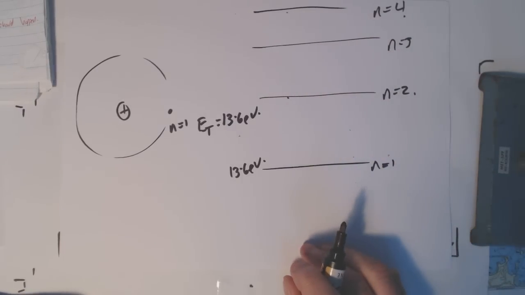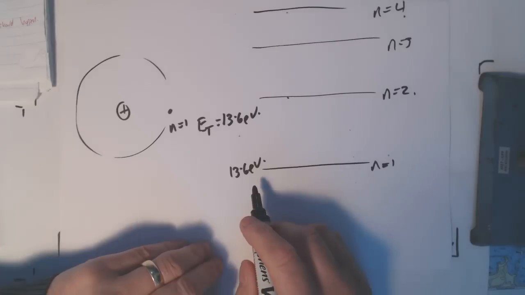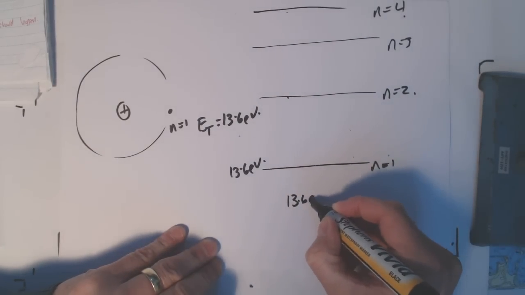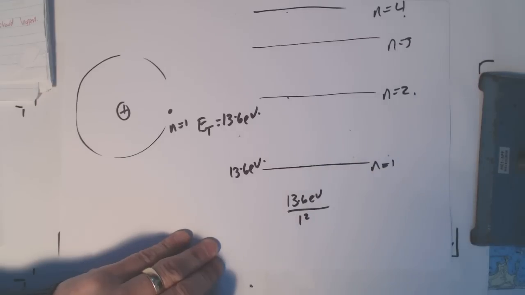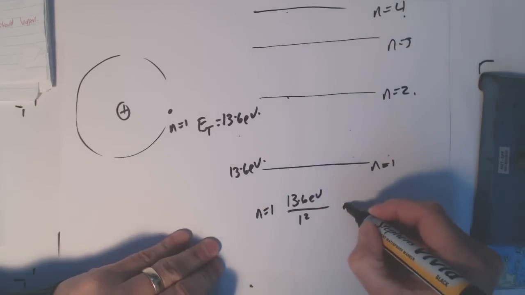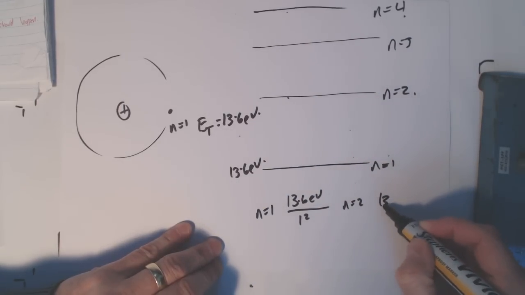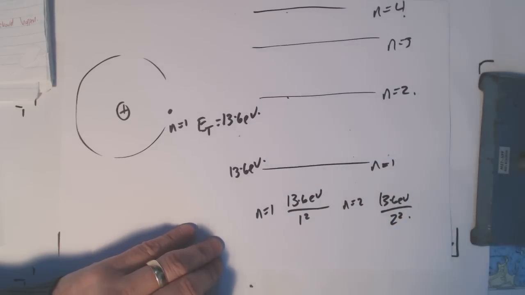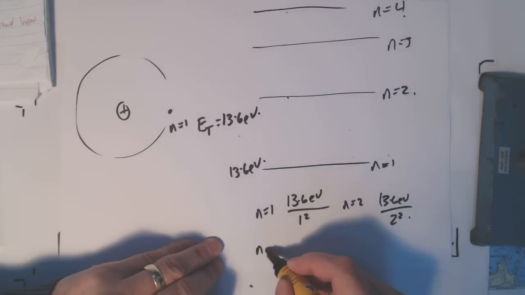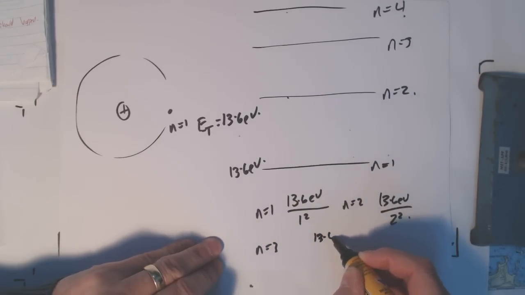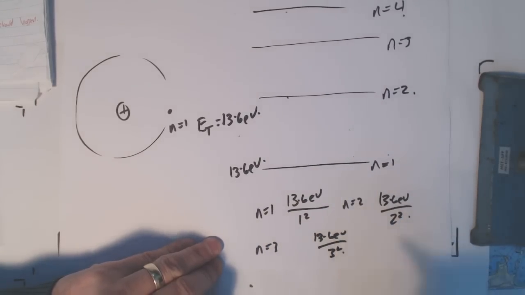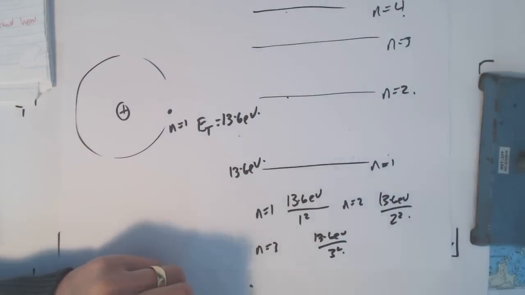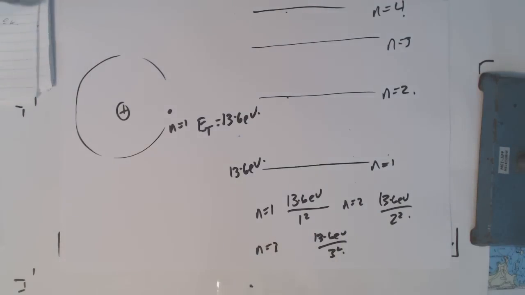And his formula came out, basically the way you end up figuring it out is that for n equals 1, you just do 13.6 electron volts divided by 1 squared. That's for n equals 1. For n equals 2, you just do 13.6 electron volts divided by 2 squared, which is 4. And for n equals 3, you just do 13.6 electron volts divided by 3 squared, or 9. That's why these energy gaps are getting smaller and smaller. So as you go up those, you can figure them out.